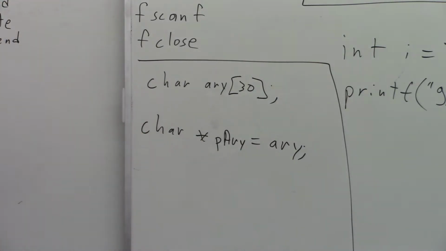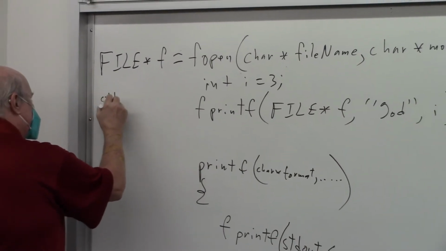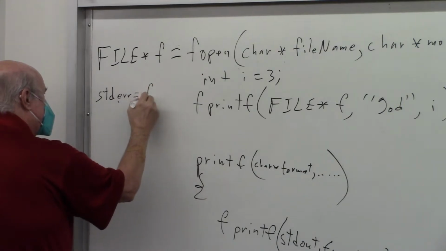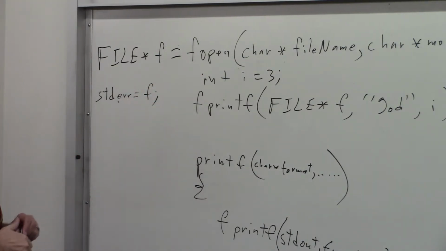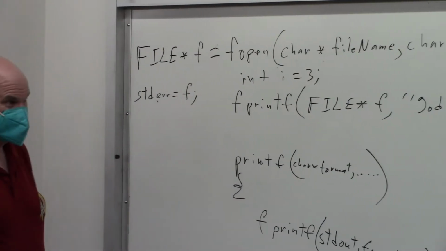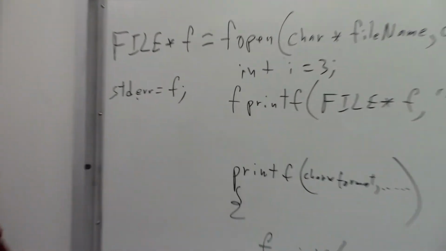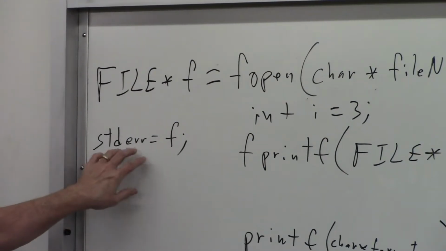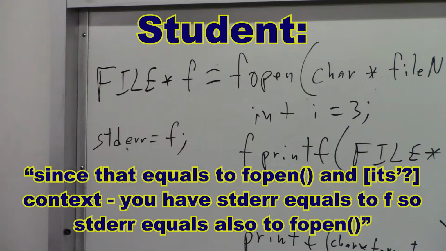So if I say file pointer f is equal to fopen, and I then say stderr is equal to f, stderr now points to whatever fopen created. It's just like that, except with files. Substitution? Not substitution, it's the addition. Wrong word. I mean, since that was the fopen and its context, stderr equals f, so stderr equals also fopen in its context.